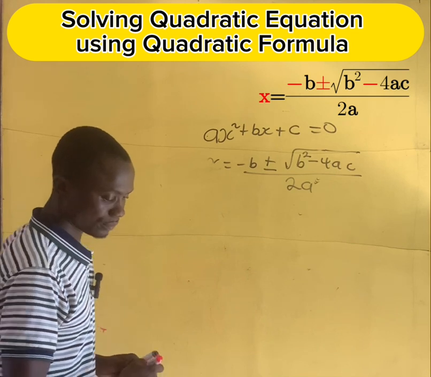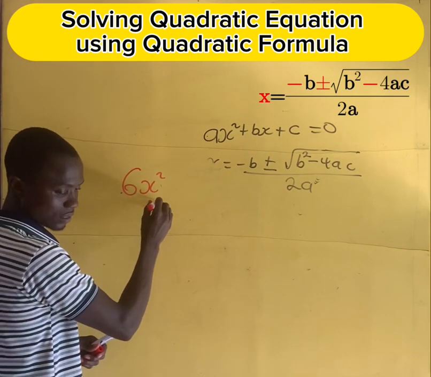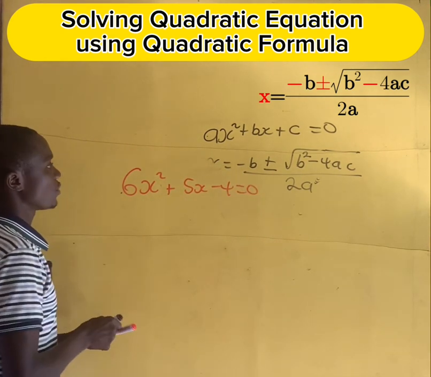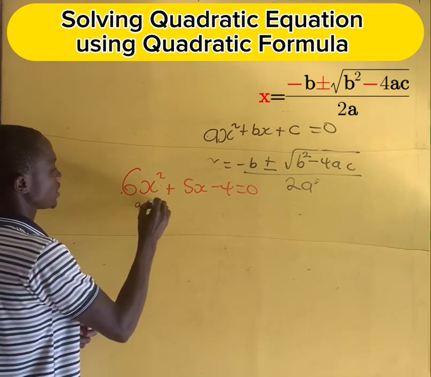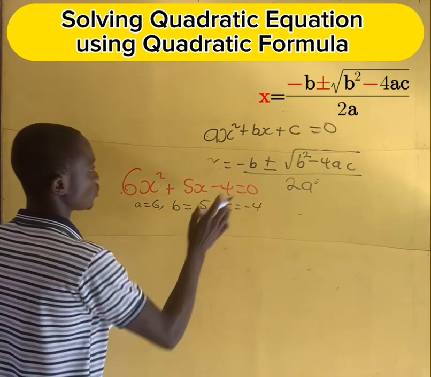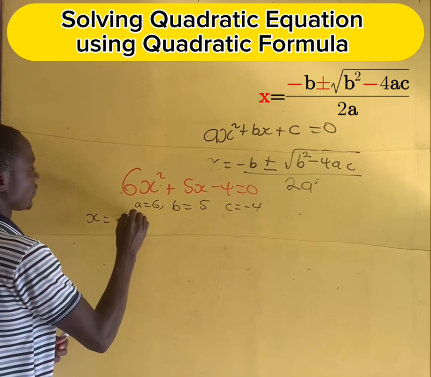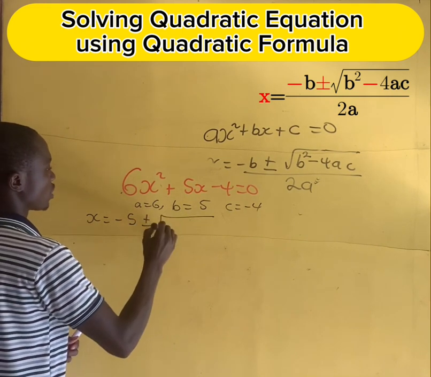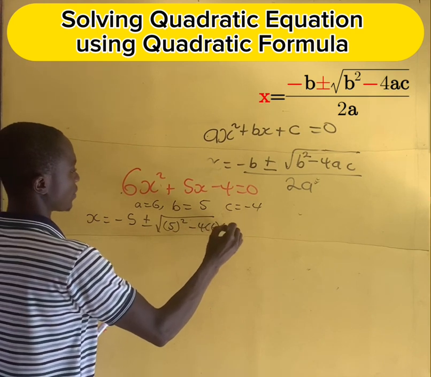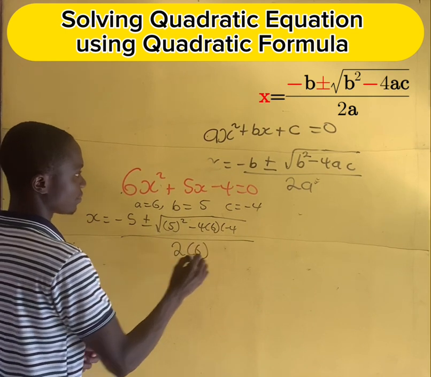Now let's check this one. We have 6x squared plus 5x minus 4 equal to 0. So here we have a to be 6, b to be positive 5, and c to be minus 4. So if you consider this, we are going to have x equals negative 5 plus or minus square root of 5 squared minus 4 times 6 times minus 4, all divided by 2 times 6.